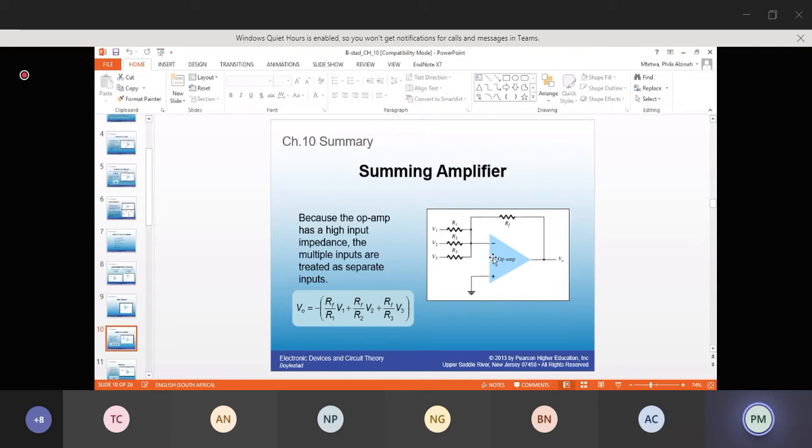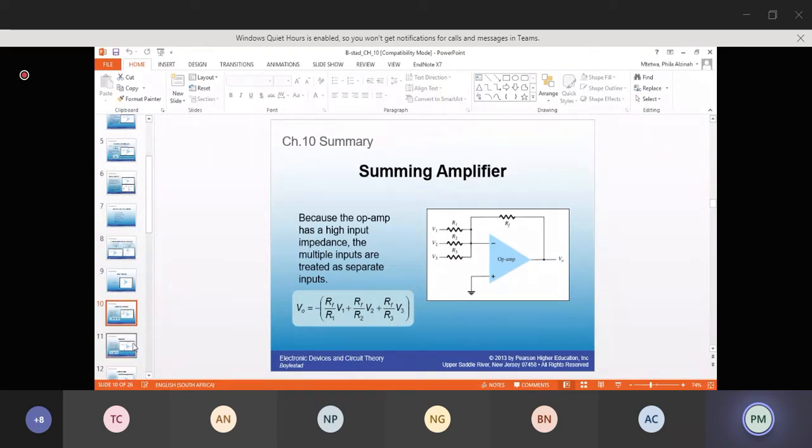If it was connected to the non-inverting input, your expression here would be different. Your V out would be 1 plus RF over R1 times V1, plus 1 plus RF over R2 times V2, plus 1 plus RF over R3 times V3. That is your summing amplifier.